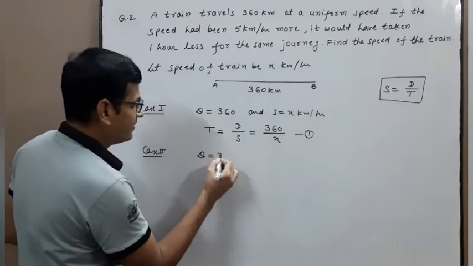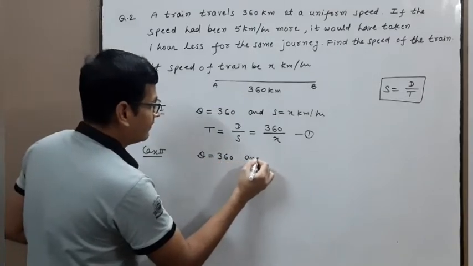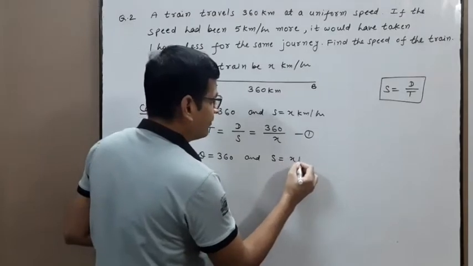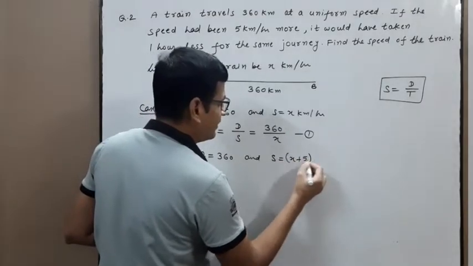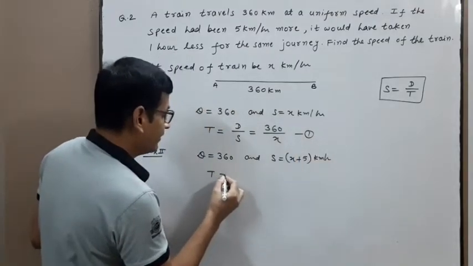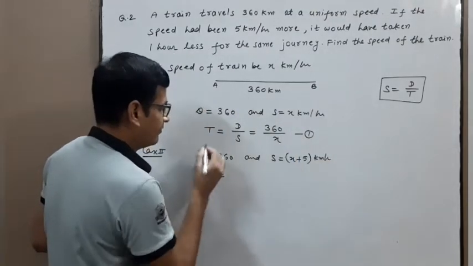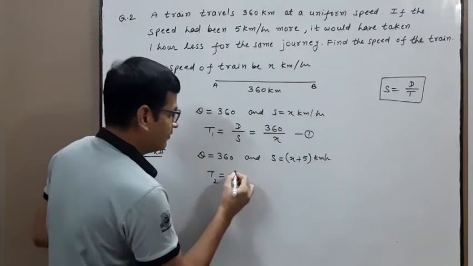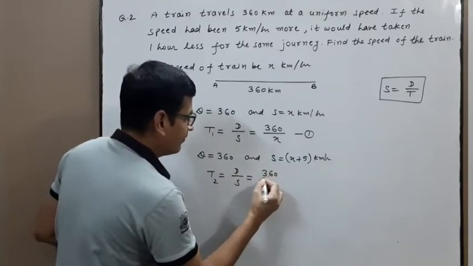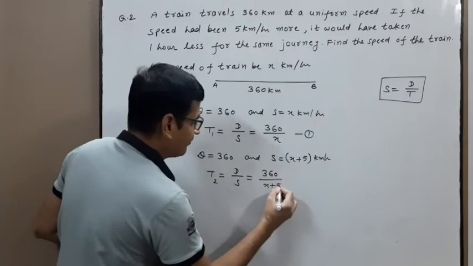Case second. The distance is the same, 360, and the speed is 5 kilometers more, which means x plus 5 kilometer per hour. In that case, time is equal to, just call them t1 and t2, distance upon speed, which is 360 upon x plus 5.